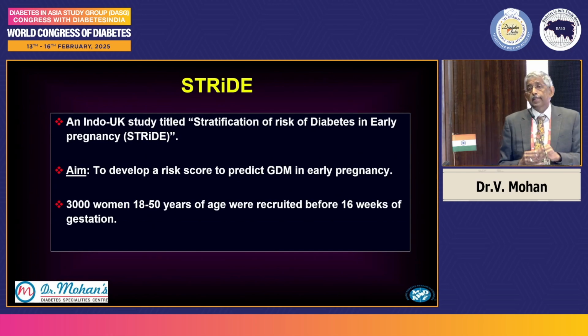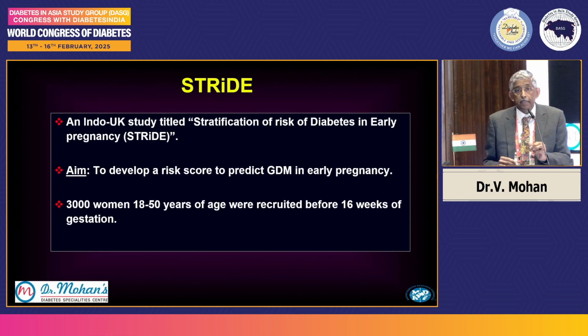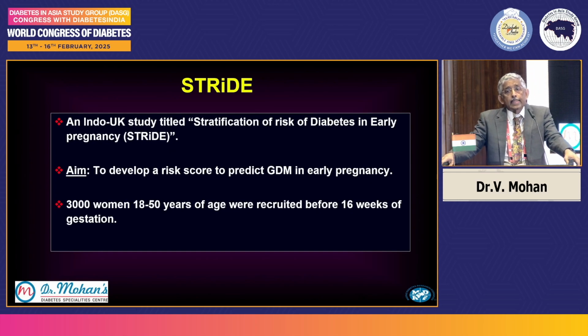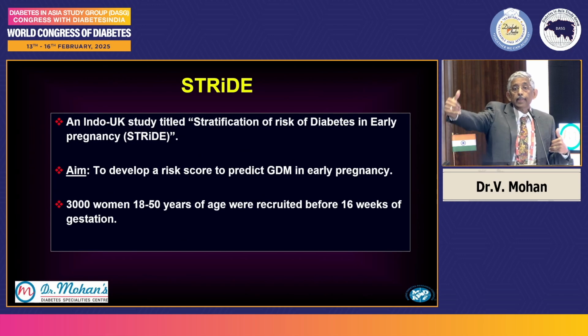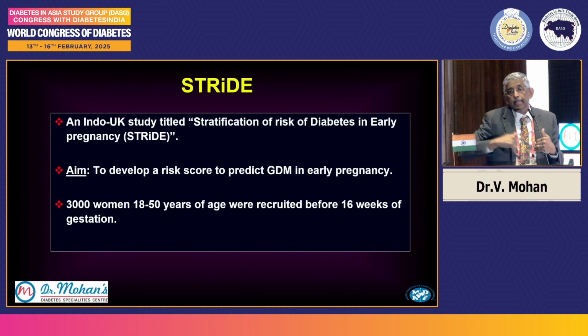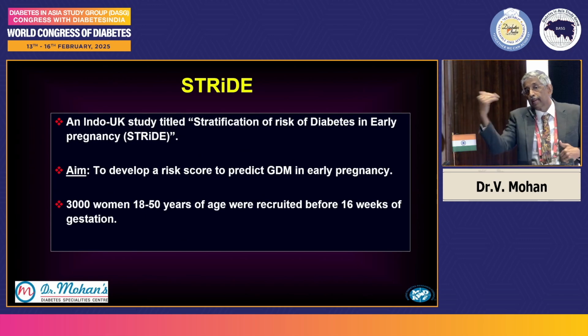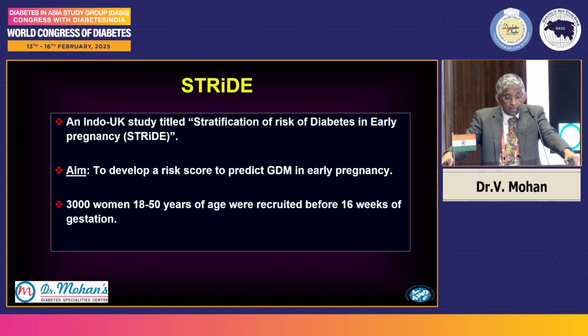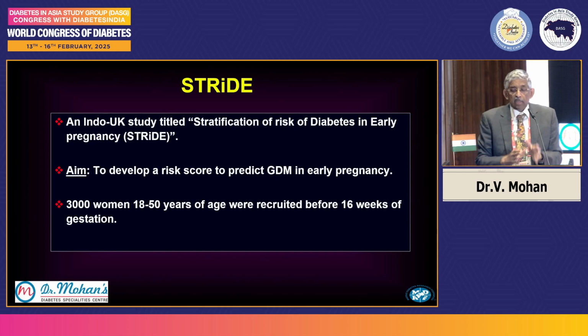Before Hannah had started her work on early GDM, we had already started a study with the UK, and that is called the STRIDE study. STRIDE stands for Indo-UK-Kenya study. So three continents and three countries involved: India, UK and Kenya. So Europe, India and Africa were involved in that. STRIDE stands for Stratification of Risk in Early Pregnancy.